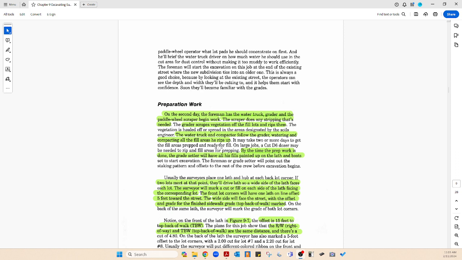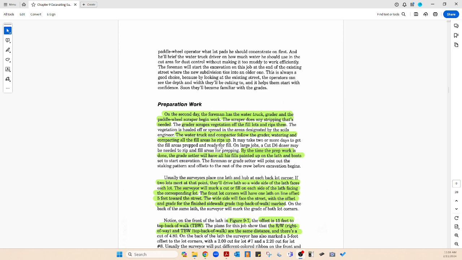The grader scrapes the vegetation off the field lots. Actually, they rip them and then they scatter them out and let those stripped areas start drying because they'll reuse it again. The water truck and the compactor follow the grader, watering and compacting all fill areas. And by the time the prep work is done, the grade setter is at least ahead of everybody, so that they'll have stakes for the upcoming grading operations.